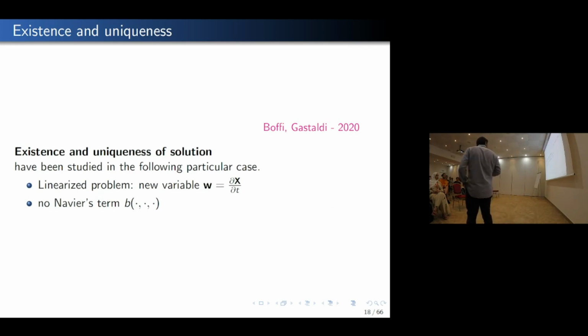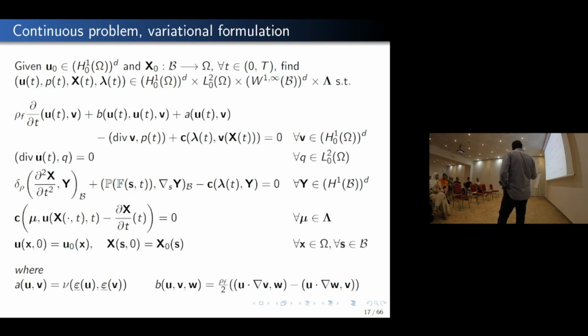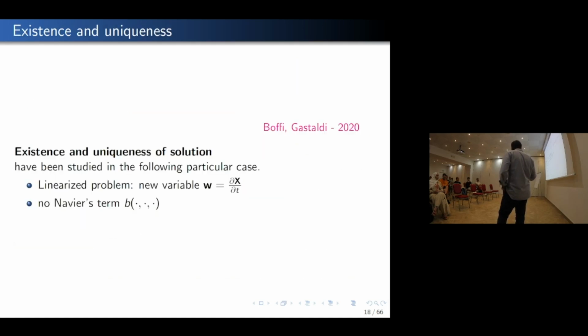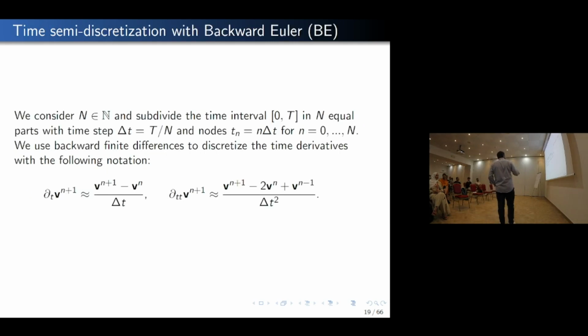Existence and uniqueness. Boffi and Gastaldi proved in 2020 the existence and the uniqueness of the solution of this problem, but in a particular case where they considered the linearized problem. They introduced a new variable w, small w, equal to the time derivative of x, to eliminate the second time derivative we have here. And they neglect the Navier term B. I'm not going to say anything about existence and uniqueness. It is a 20-page paper, so too long.